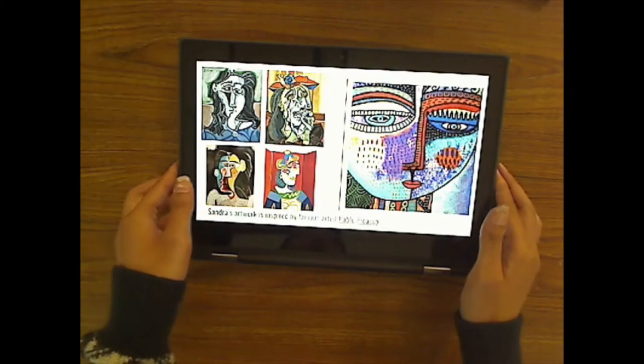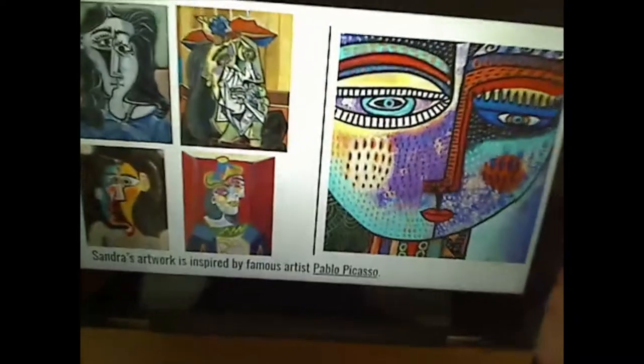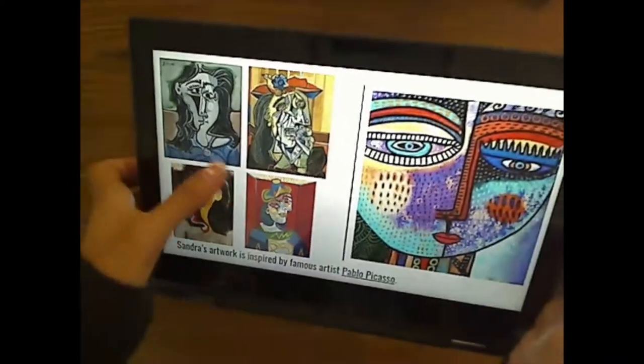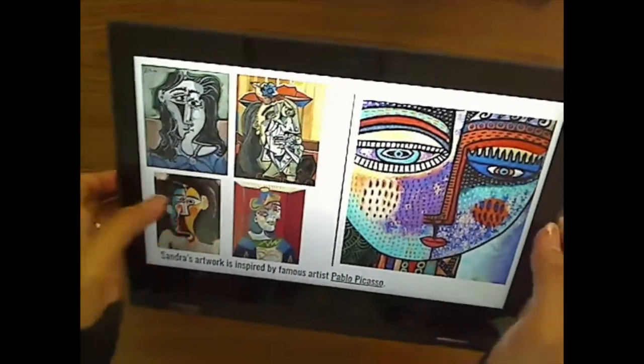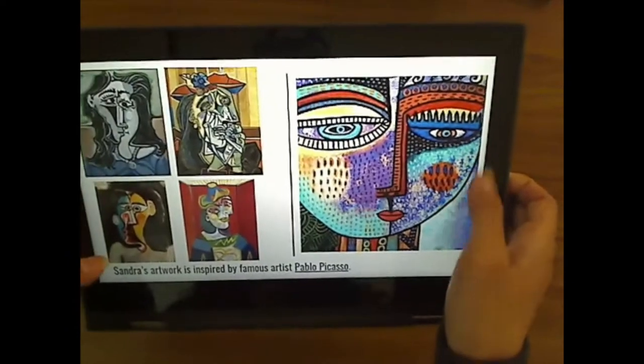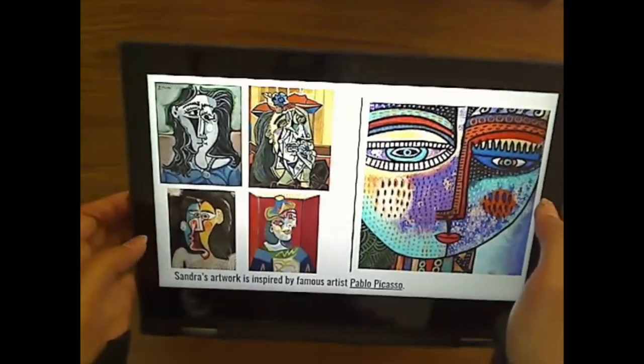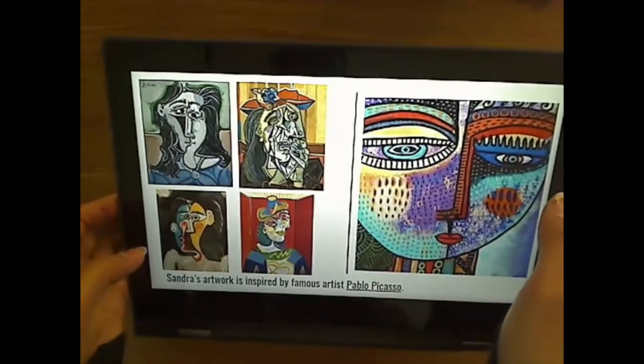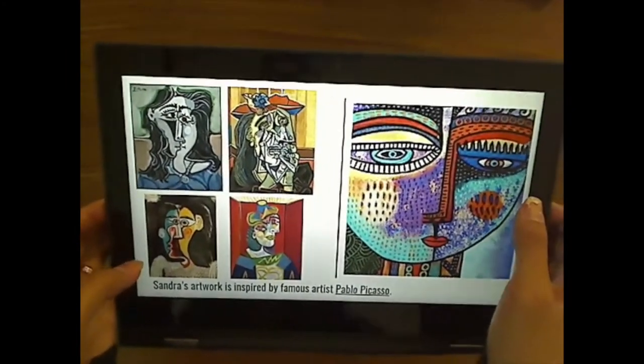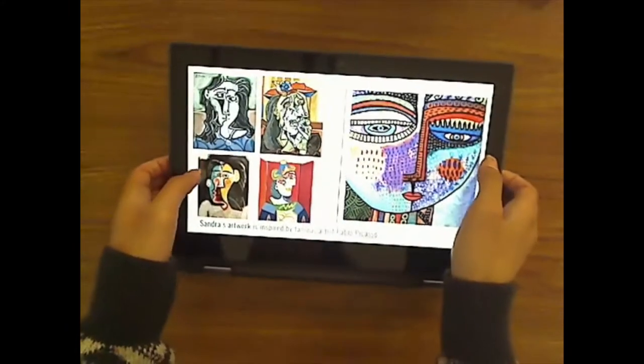Her artwork is inspired by an artist named Pablo Picasso. Pablo Picasso's artwork is on the left right here, and Sandra's is on the right. You can see they are similar because they're very abstract. They don't look like real life. The faces are kind of wonky looking.